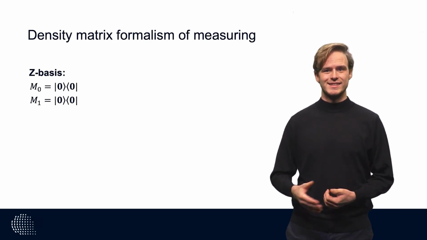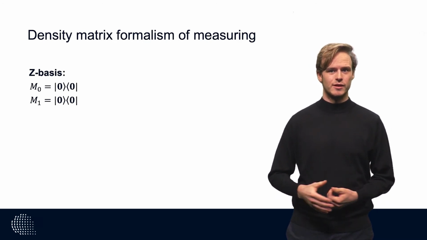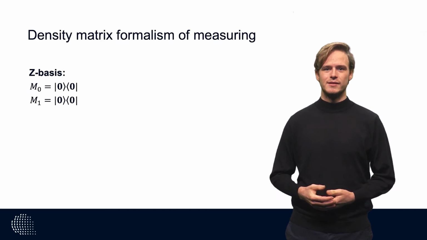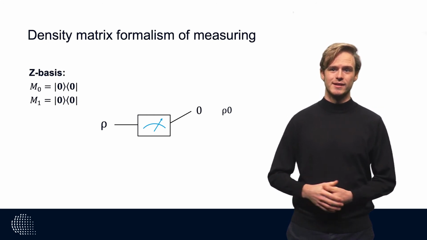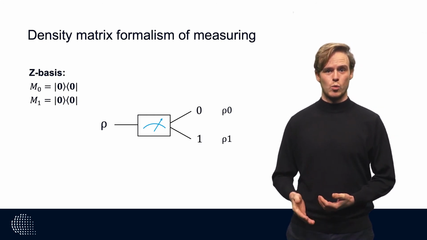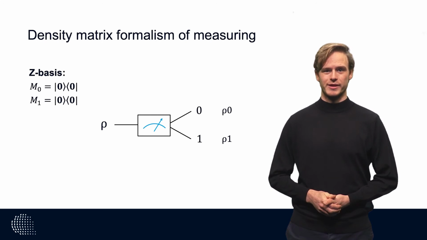For a measurement in the z-basis, which is also called the computational basis, the measurement operators are M0 is |0><0|, corresponding to measuring the 0 state, and M1 is |1><1|, corresponding to measuring the 1 state.